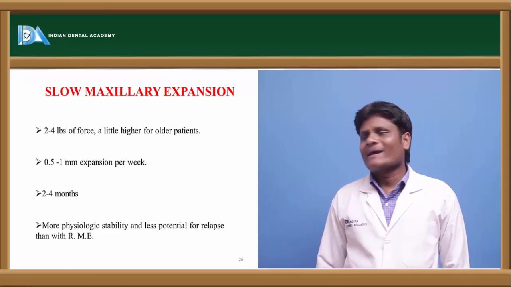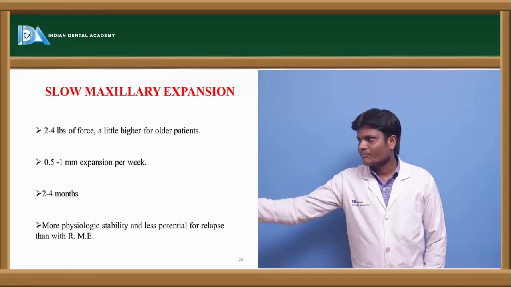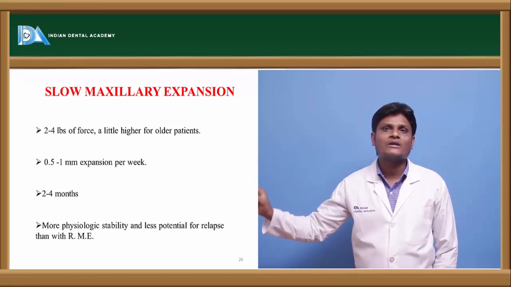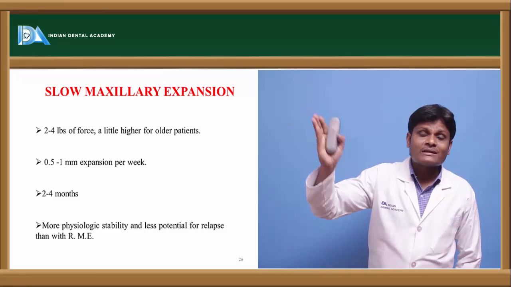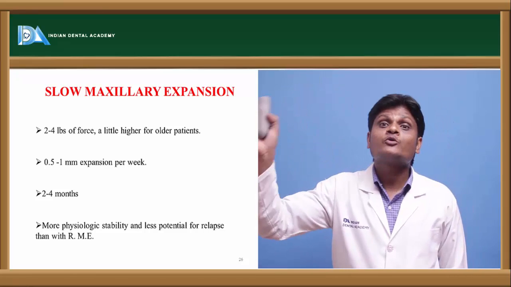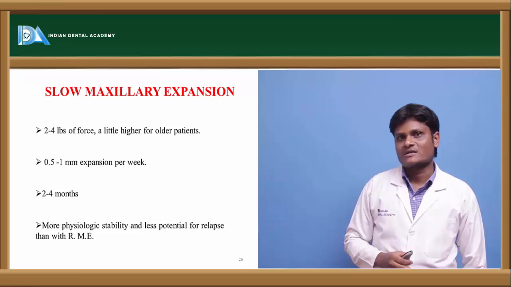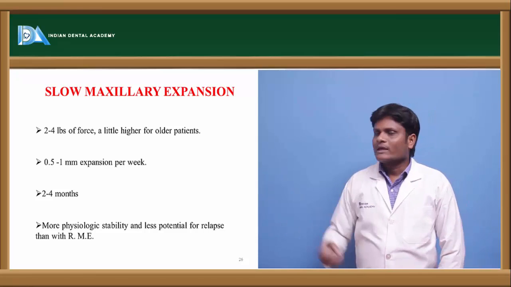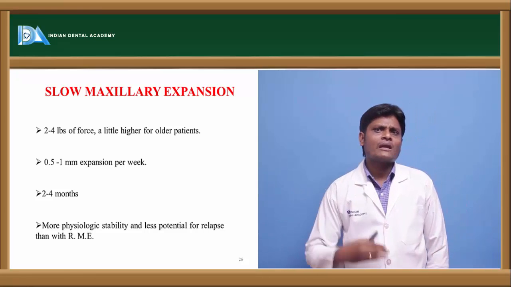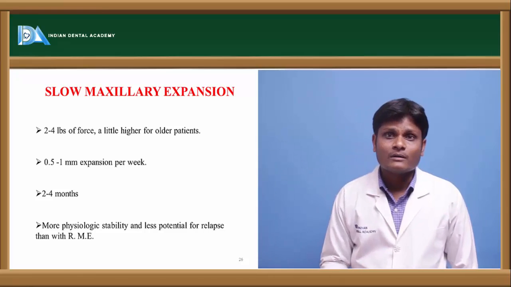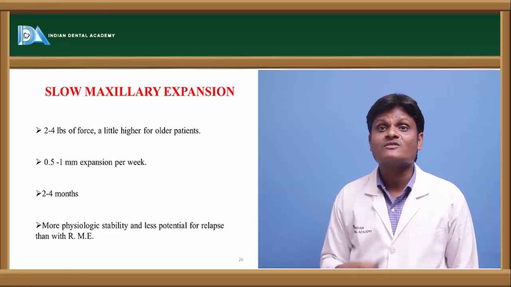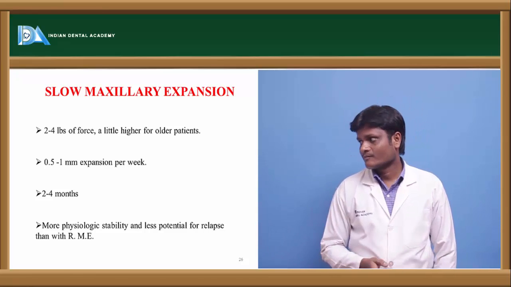When we look into the slow maxillary expansion, here the pressure is 2 to 4 pounds only, very less when compared to 10 to 20 pounds in case of rapid maxillary expansion. Even the expansion achieved is very minimal, 0.5 to 1 mm per week, and the total treatment time that is utilized is more, that is 2 to 4 months.